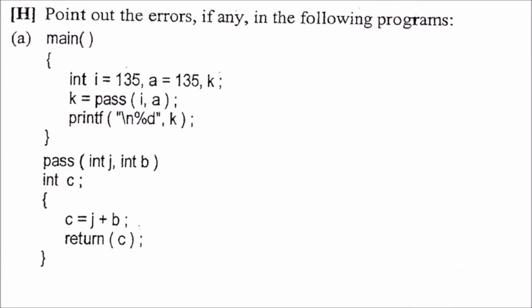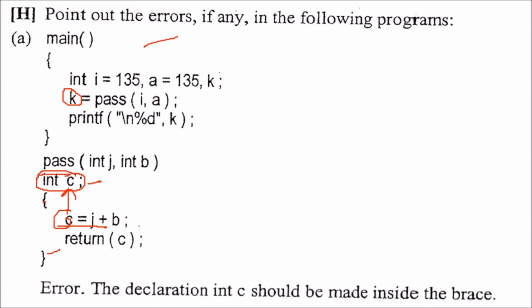Point out the errors, if any. I is 135, A is 135. You are passing I and A, and you are returning some C. Now this C is being used inside. This is a local variable. Now you cannot declare it outside the block. This is a block. You cannot write it here. The problem is this. The declaration of C should be made inside the braces, which is the block.